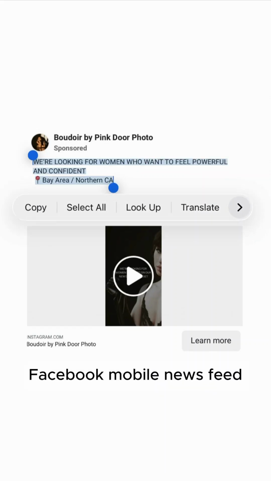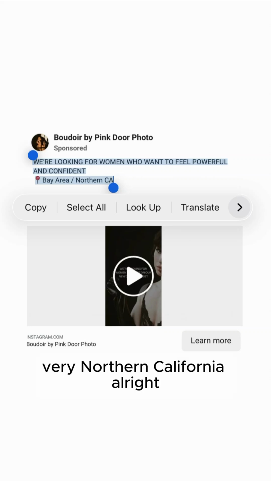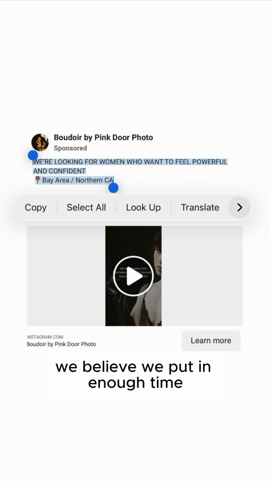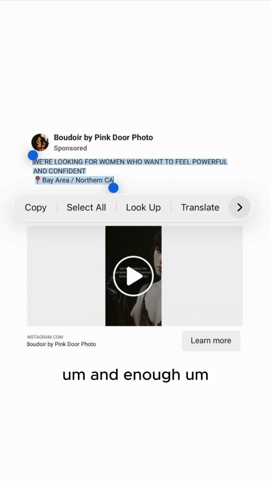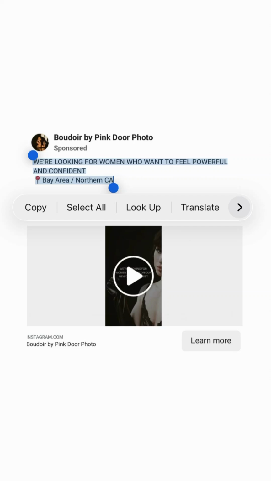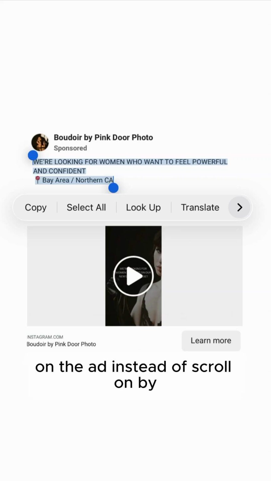First two and three-quarter lines, Facebook mobile newsfeed. Looking for women who want to feel powerful and confident. Bay Area, Northern California. All right, so we got a little bit of context, but still lack of context mistake. The false belief that caused us to make this mistake is that we believe we put in enough time and enough planning and execution to come up with a Seymour headline that will have women stay and click somewhere in the ad instead of scroll on by.